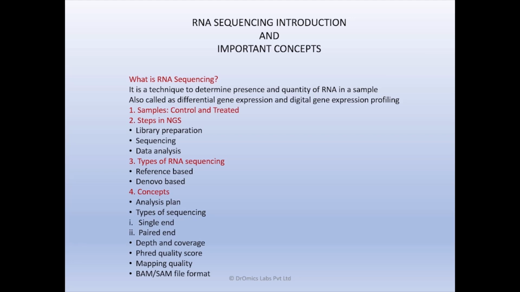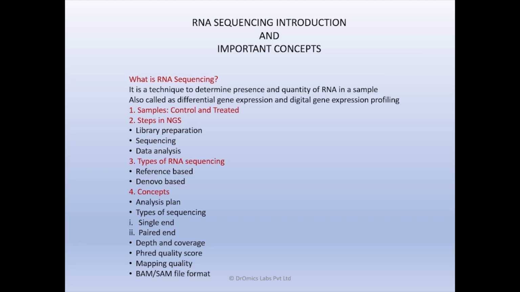So next is BAM or SAM file format. These are the mapping file formats. When we get the mapping result, we get it in either BAM format or SAM format, and it also depends on which tool we are using. Some tools can give us the result in BAM format, some tools can give us the result in SAM format.